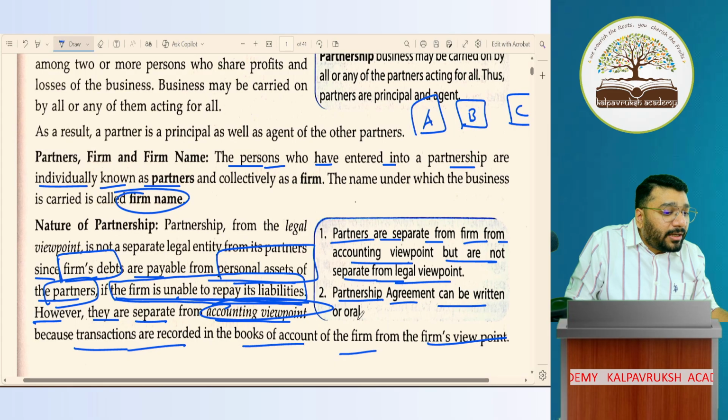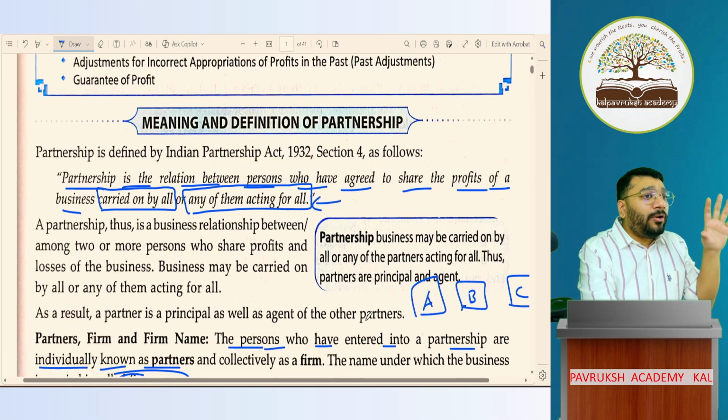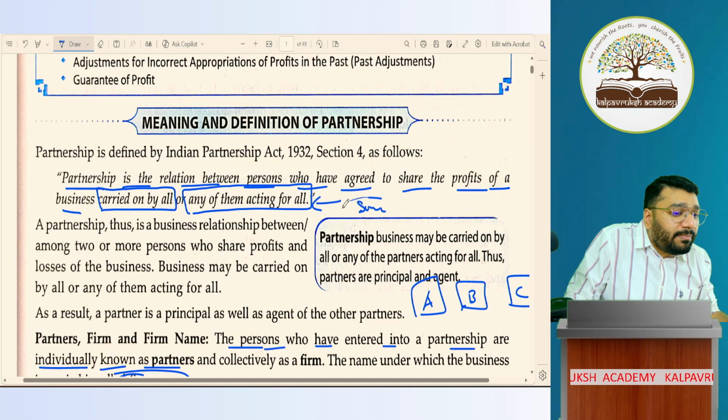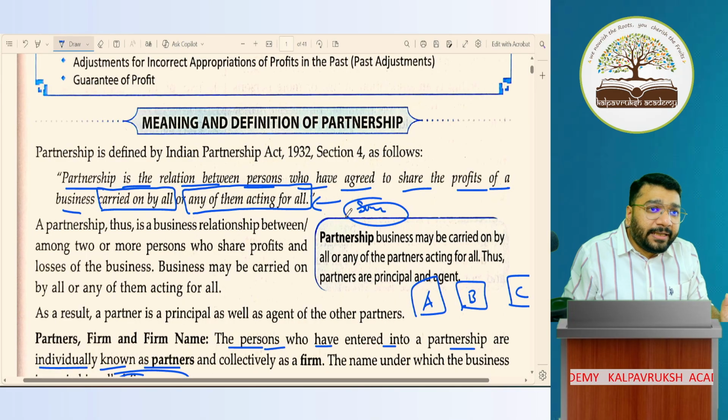Partnership agreement can be written or oral. So what they have done in the T.S. Grewal book is that besides whatever points they are trying to explain, they have given a small summary, which is very good for your quick recap. Got it? Not got it? Any difficulty? Okay.